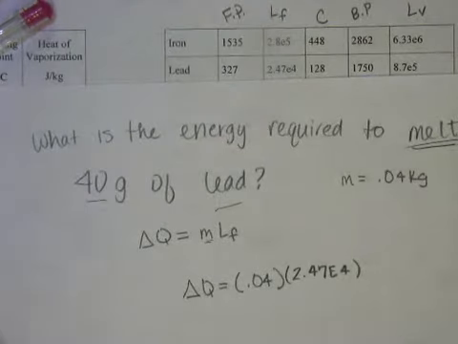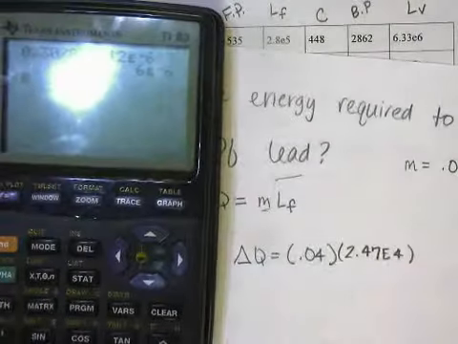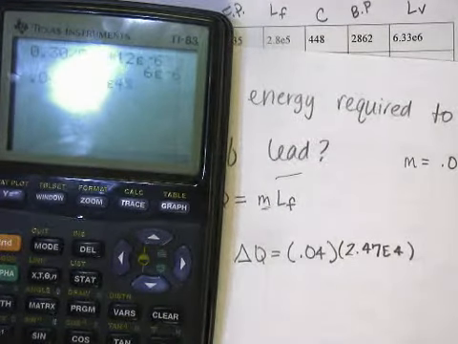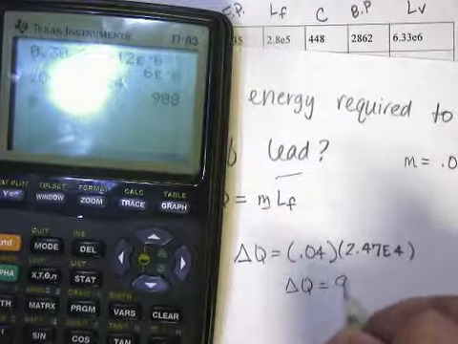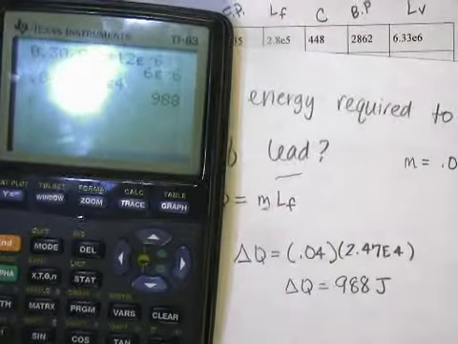Now all you would need to do then is take your calculator, multiply the two numbers out, and your change in heat will be measured in joules. And that's it.